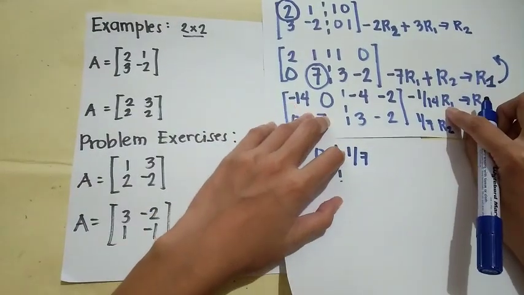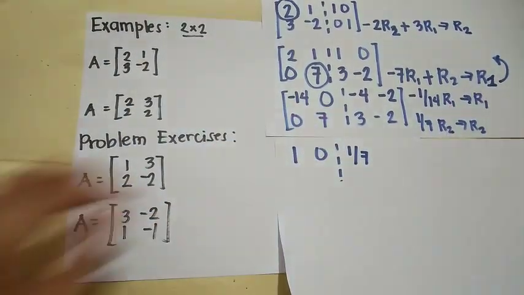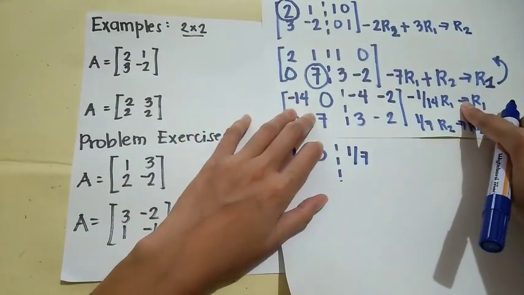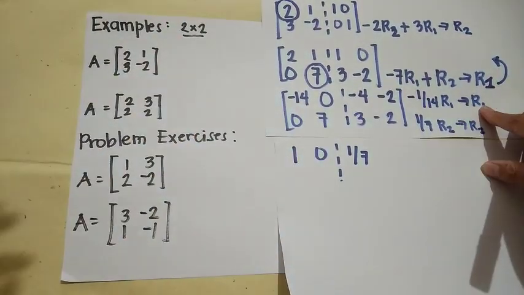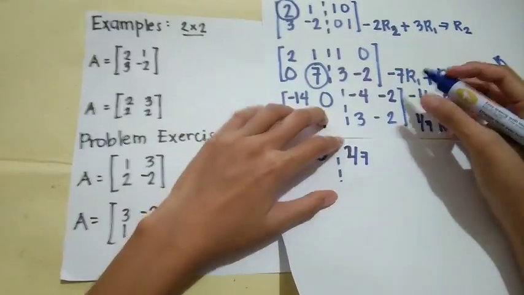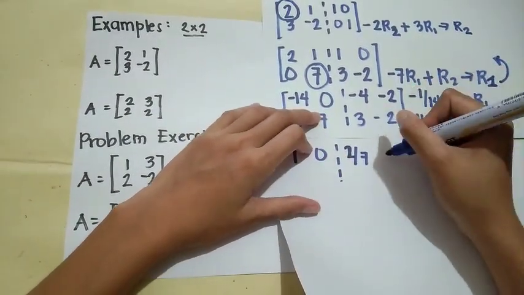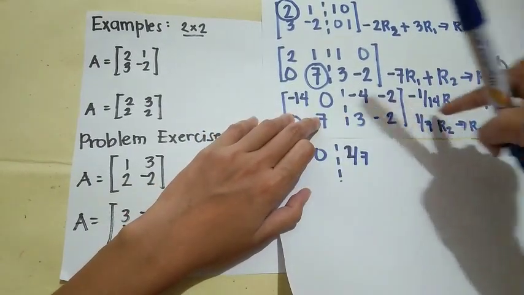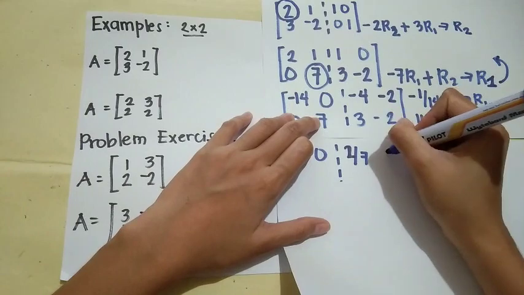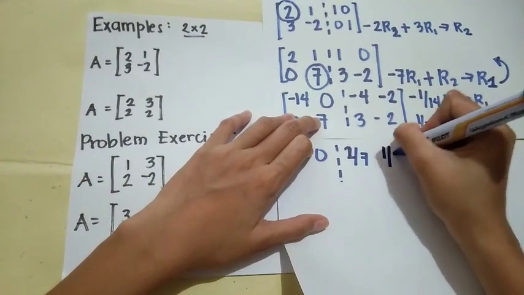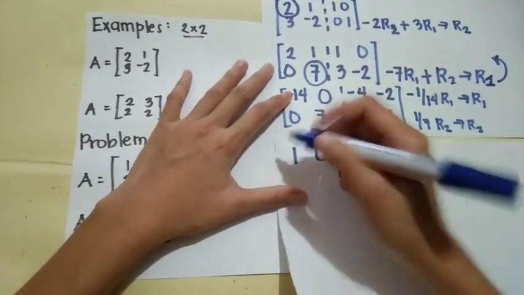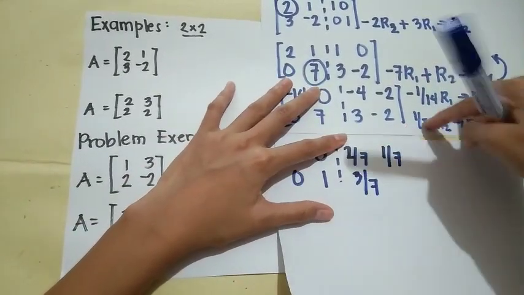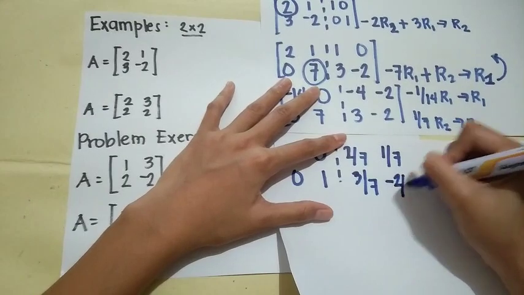Is that right? Negative 1, 7? Okay, it's 2 over 7. Then we have here... Again, negative 2 times negative 1 over 14, we have 1 over 7, right? Then we have here 1, 7, which is still 0. This one, 1. So we have here 3 over 7. And then this one is negative 2 over 7.